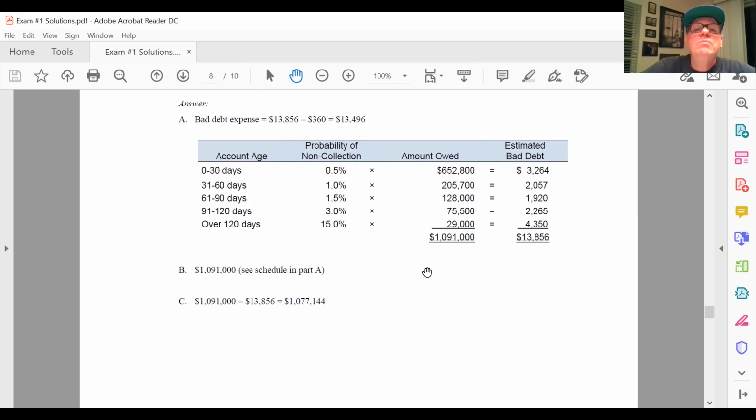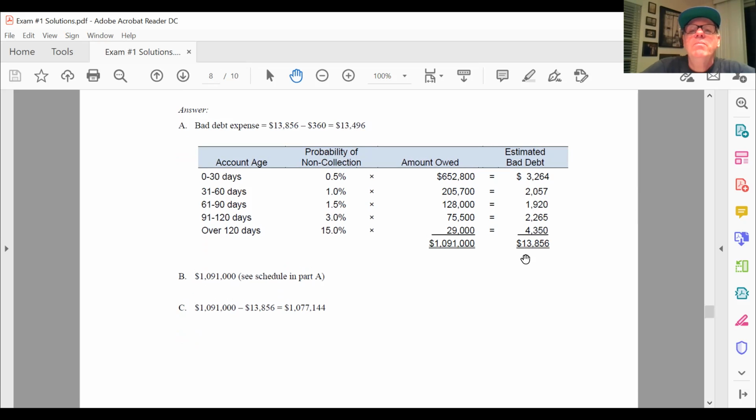But what you had to bear in mind here is that your bad debt expense was not 13,856. You had to account for the fact that you had a $360 balance in there to begin with. So your bad debt expense is actually 13,496. And here is your total accounts receivable. Your net realizable value would be your accounts receivable minus your allowance for bad debts.